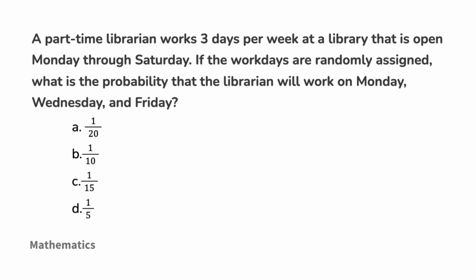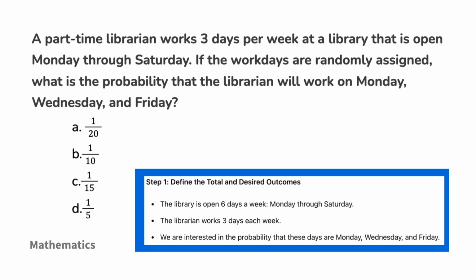Excellent. Let's start. To work out this problem, we'll need to calculate the probability of specific events occurring within a set scenario, specifically focusing here on the selection of days that a librarian works at a library that is open several days a week. So our first step here is to define the total and desired outcomes. The library is open 6 days a week. That's Monday through Saturday. And the librarian works 3 days each week. And here we're interested in the probability that these days are Monday, Wednesday, and Friday.